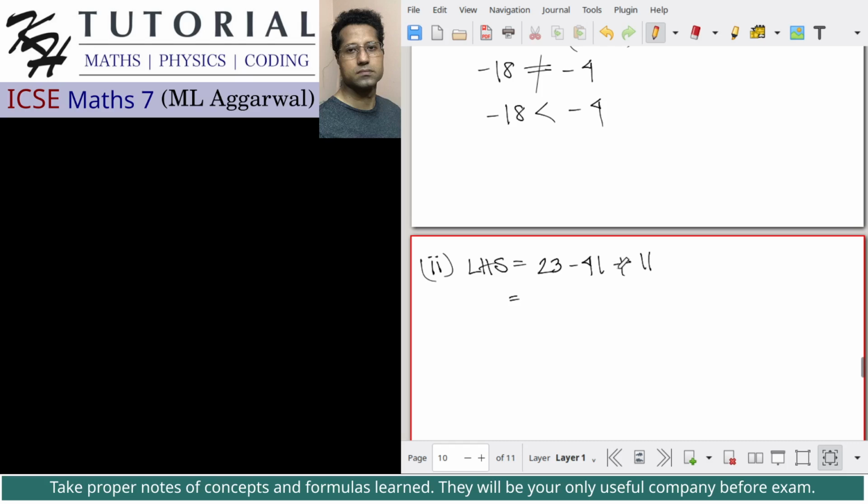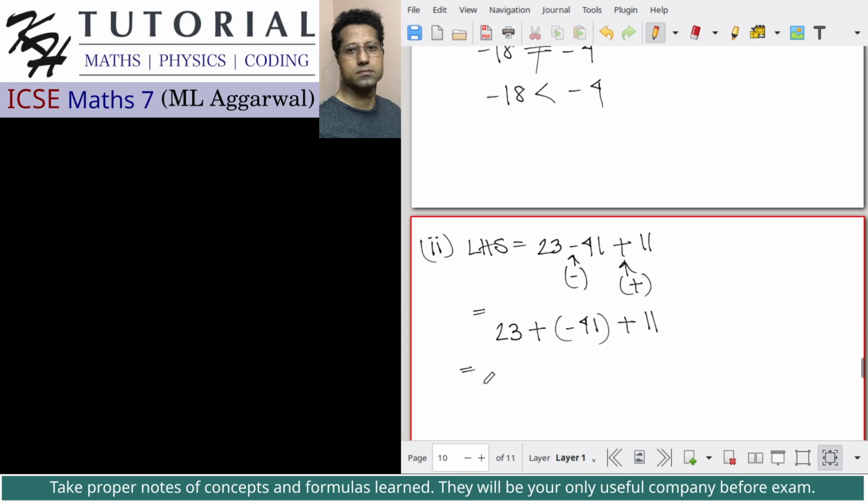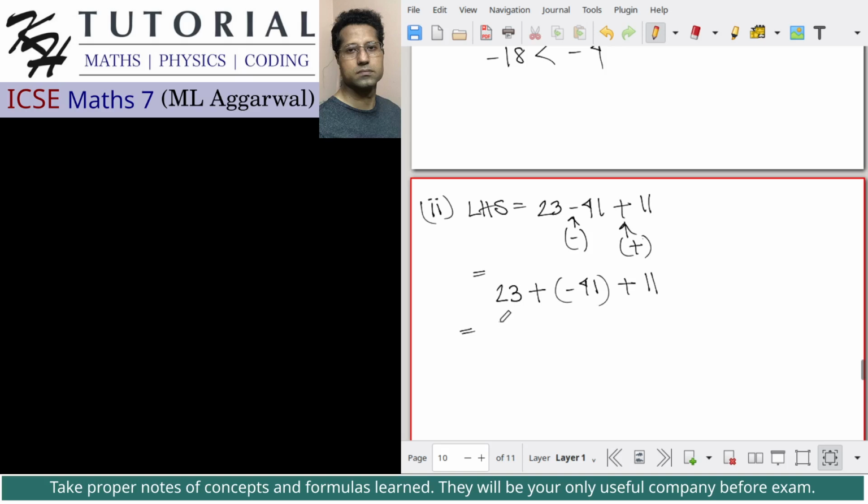As I explained in the previous video, you first have to identify all the subtraction and addition operations. We have one addition operation and one subtraction operation. So I will now convert all the subtraction operations into addition operations. So 23 minus 41 will be 23 plus the additive inverse of 41, which is minus 41, and I have plus 11. So now this is addition of three integers where one is negative. I will group the positive integers 23 plus 11, and I will group all the negative integers, which in this case is minus 41 only. So 23 plus 11 is 34, and I have 34 plus minus 41.